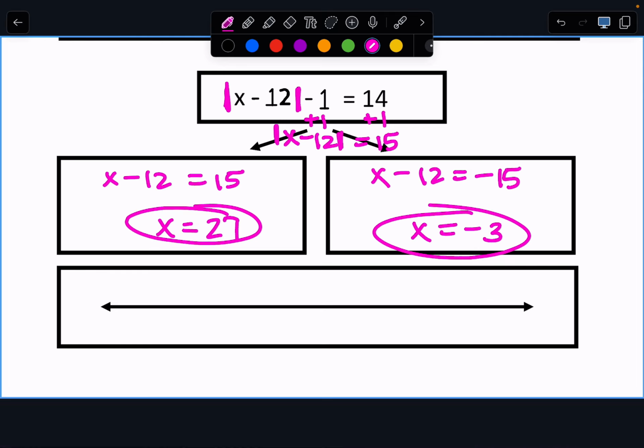So here's 0. Here's 3. Here's negative 27.